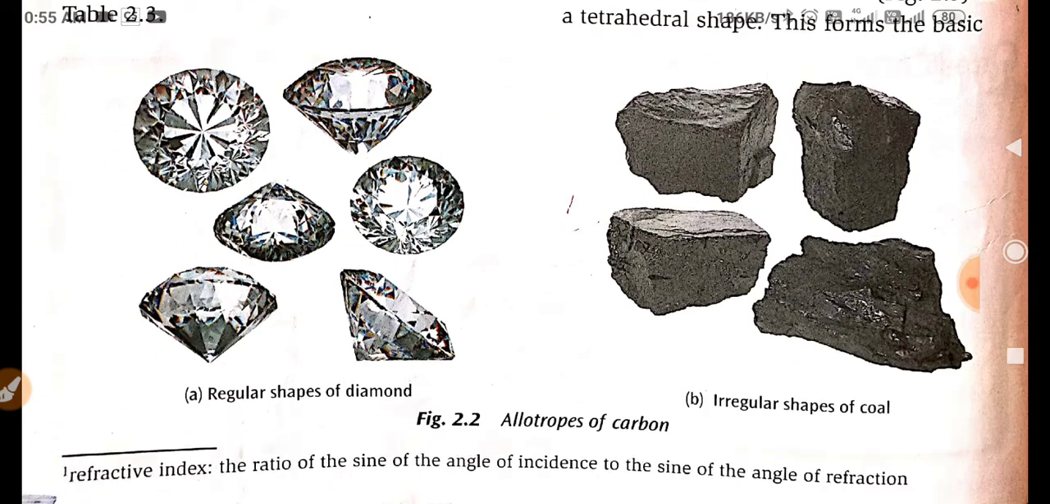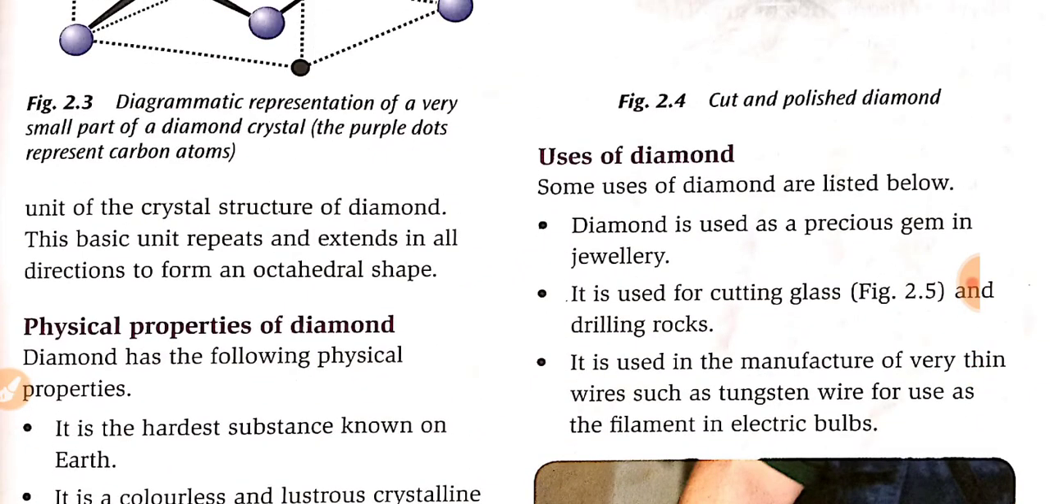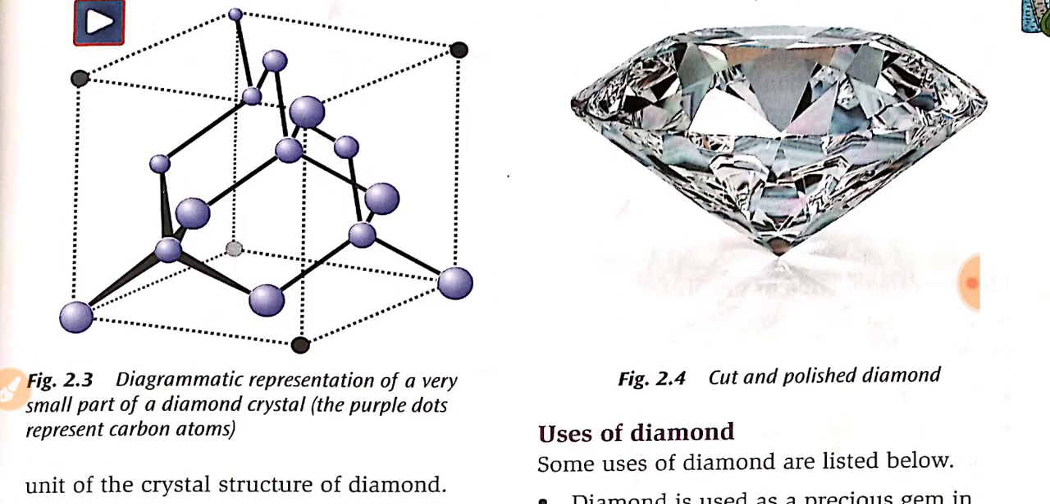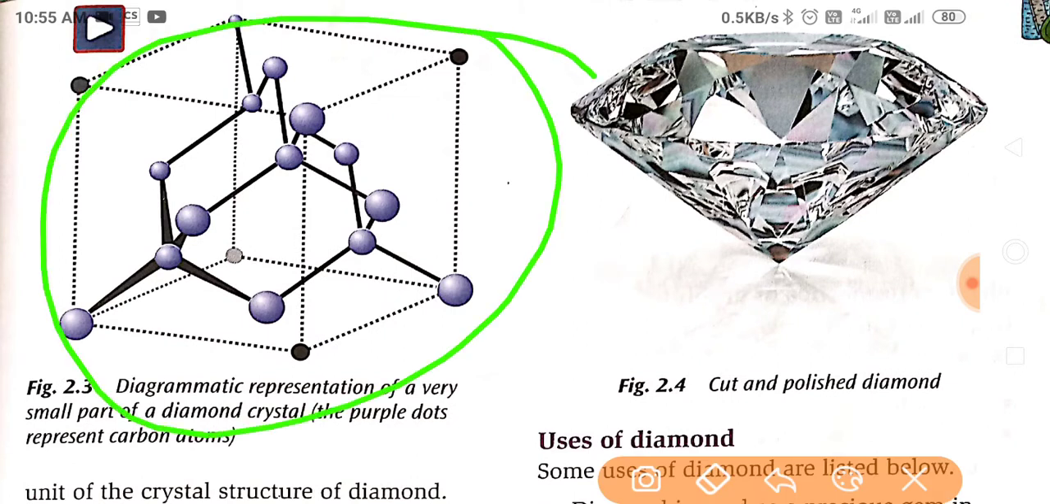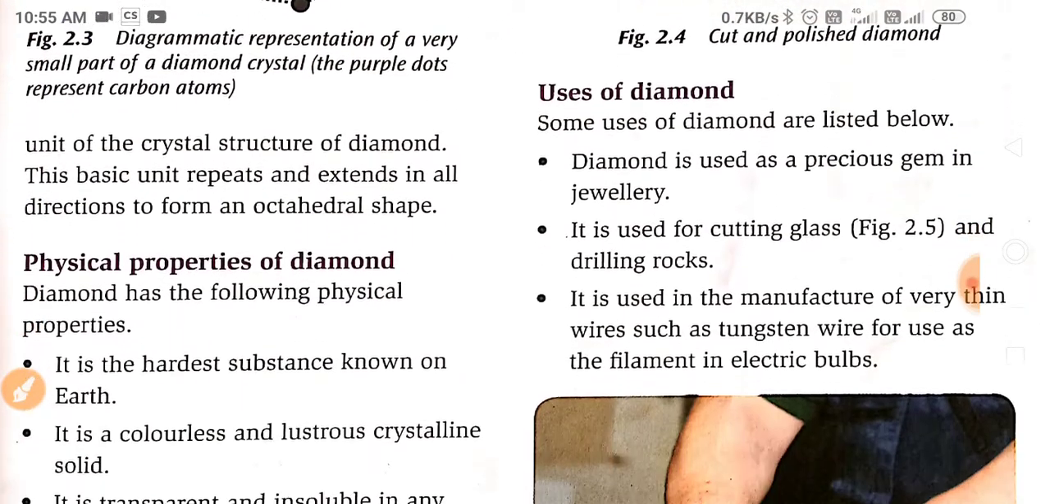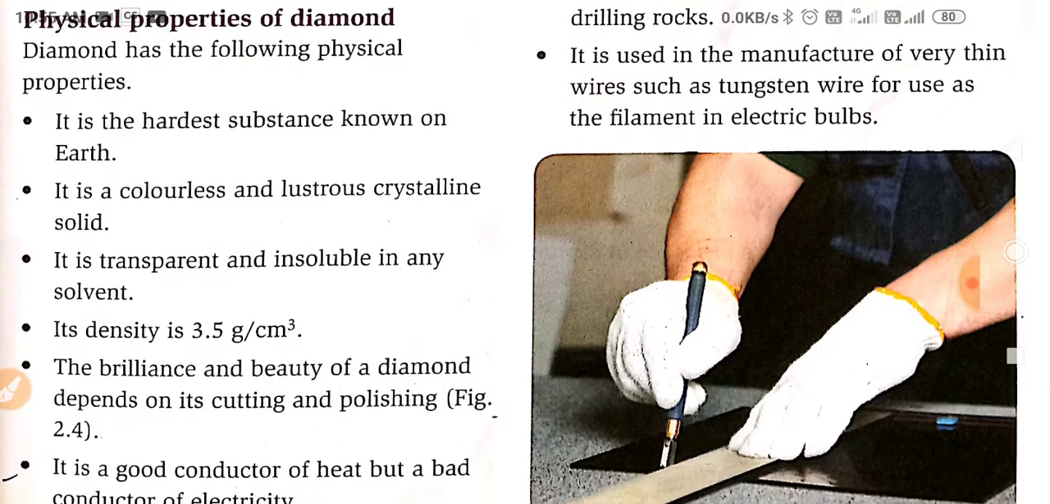This is the basic unit of crystal structure of diamond. If you see the diagrammatic representation of every small part of a crystal of diamond, it looks like this shape. Okay, this shape is known as tetrahedral. This basic unit repeats and extends in all directions to form an octahedral. Okay, at last its shape will become octahedral. So some physical properties of diamond: it is the hardest substance known on this earth.